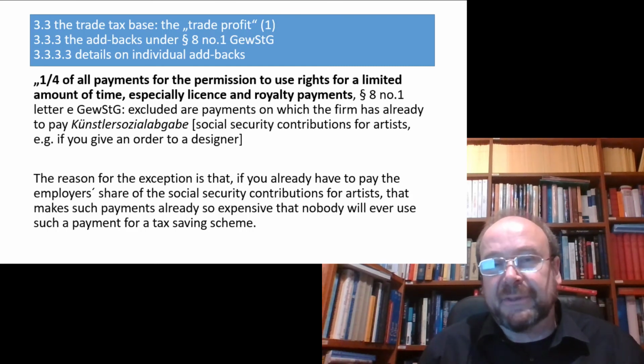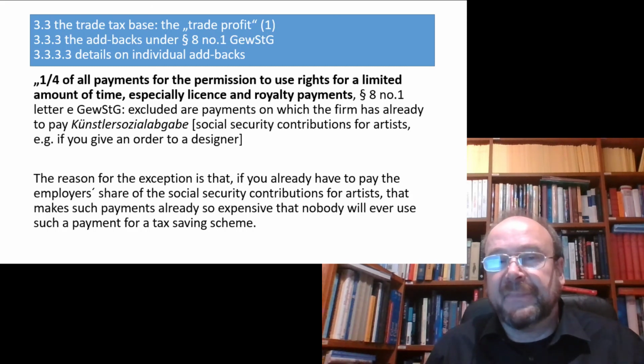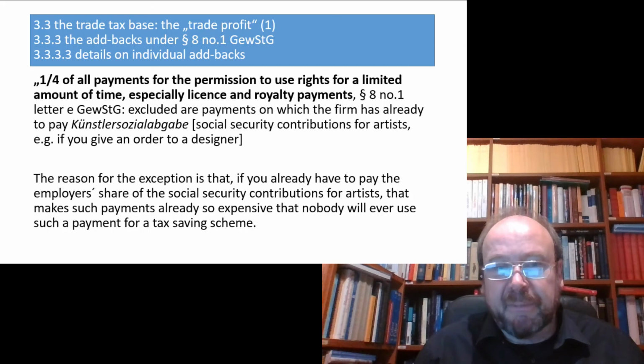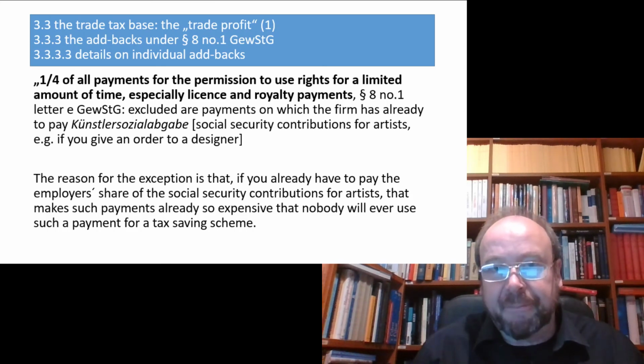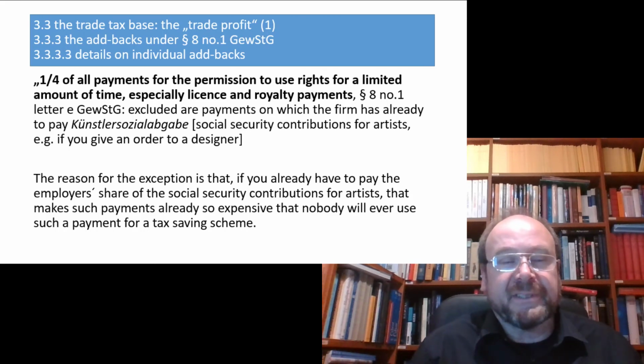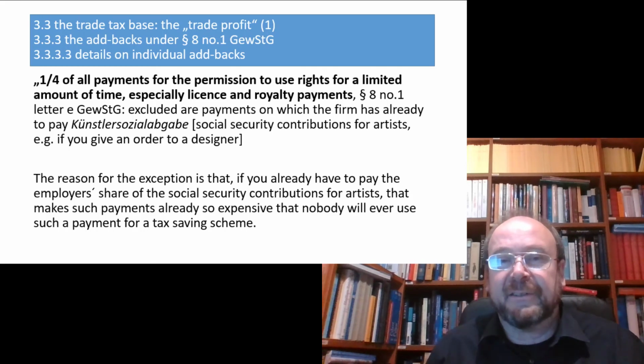And only 1/4 is added back, because 1/4 is deemed to be the profit span here. By the way, what's really problematic is here is 1/4 taken into account. Then later, when everything is added up, second step minus 200,000, and then third step again 1/4. So this 1/4 here is not the 1/4 which you have at the end of the computation.